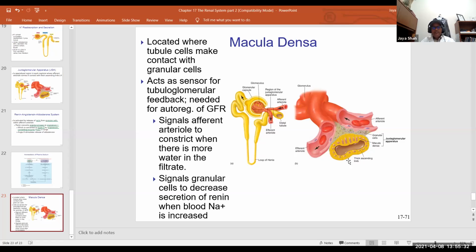Here is macula densa. So macula densa is where the tubular cells make contact with the granular cells and acts as a sensor for tubuloglomerular feedback. And they regulate your GFR. So it signals the afferent arteriole to constrict when there is more water in the filtrate. So this one asks this arteriole to increase or decrease the diameter based on the sodium concentration. Okay, I think that's all.